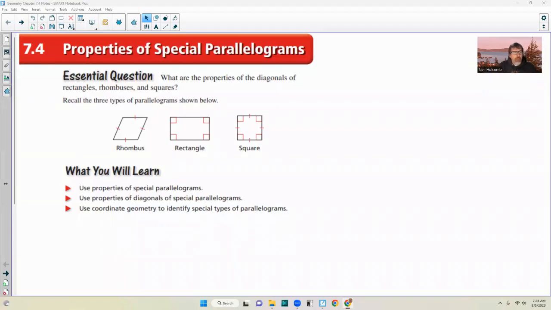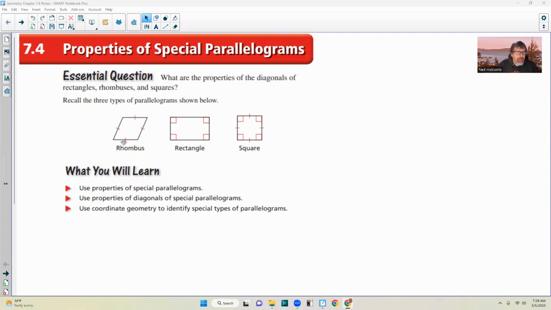Okay, this is chapter 7.4, properties of special parallelograms. Essential question: what are the properties of the diagonals of rectangles, rhombuses, and squares? Recall the three types of parallelograms shown below.